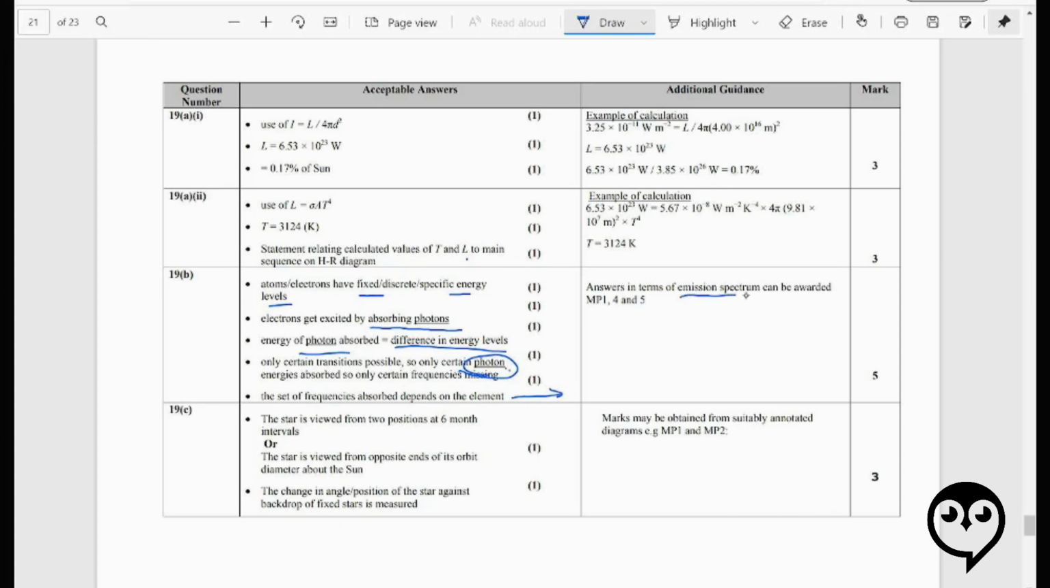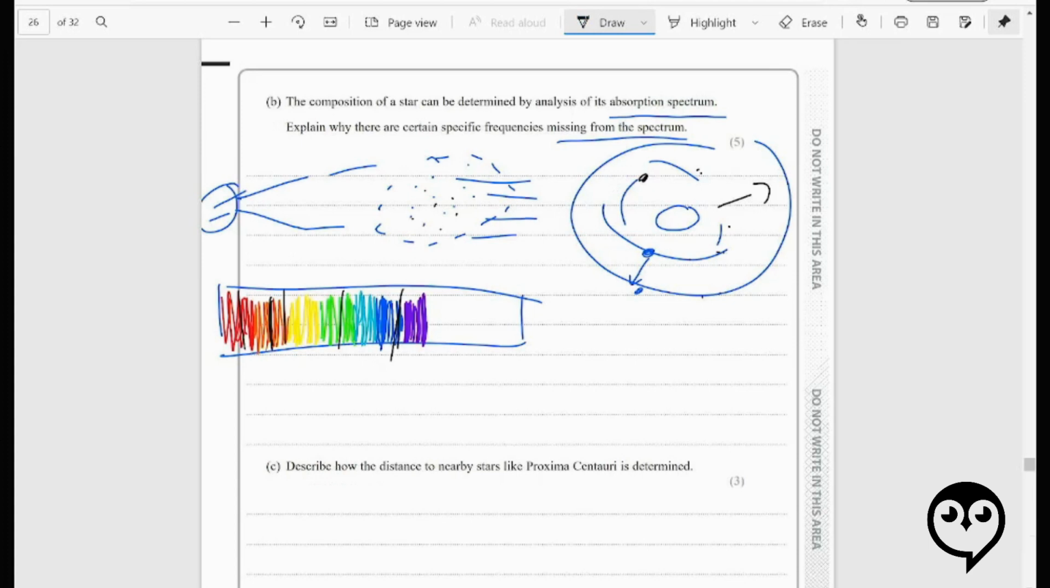Answers in terms of emission spectra can be awarded marks 1, 4, and 5, because here they're talking about electrons getting excited and moving up. So don't talk about emission spectra. That's the opposite process. The emission spectra is when these electrons jump back down. Now like I was saying, I'm just going through and explaining. You're going to have to make sure you get each of those points and make sure you're understood.